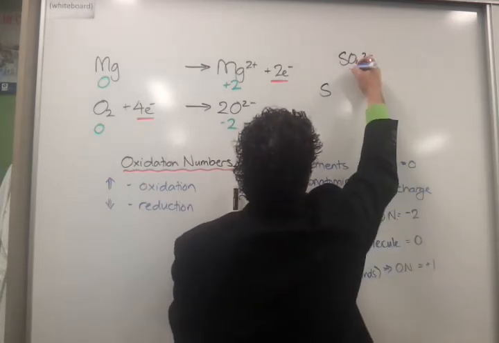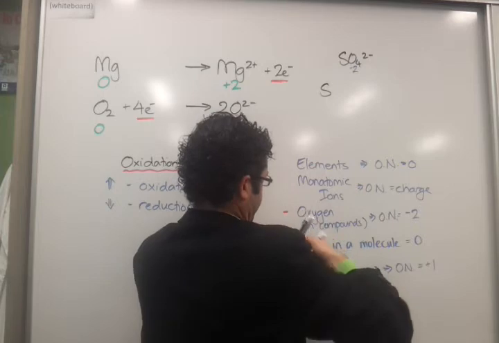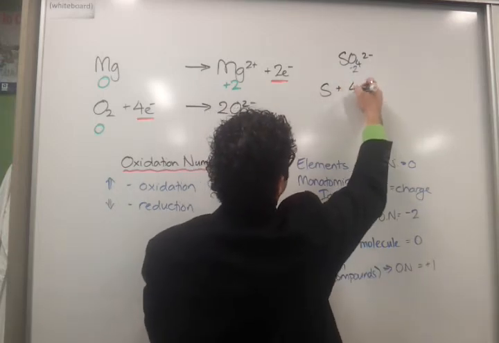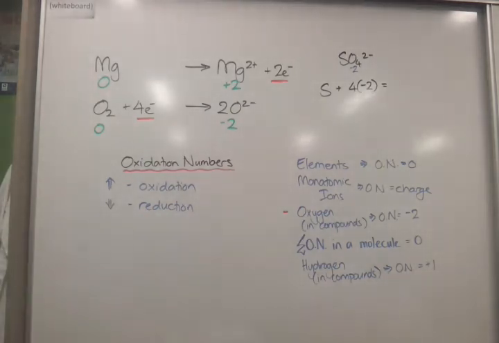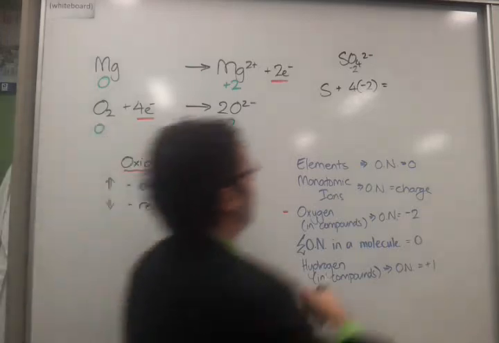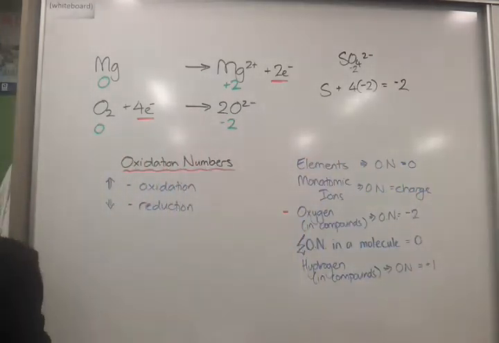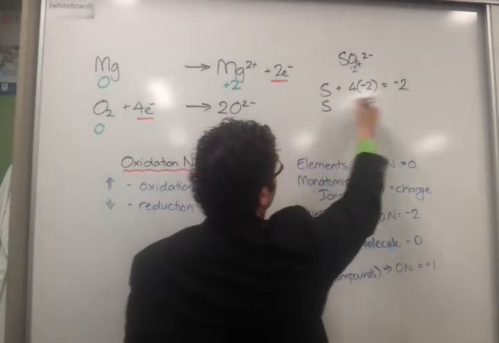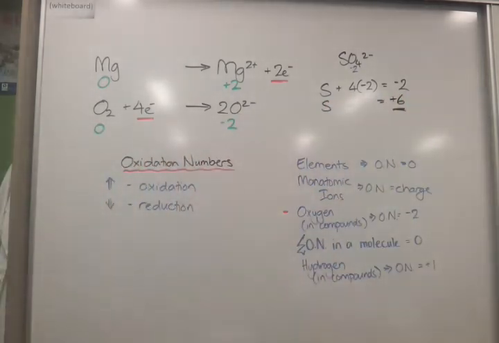Well done. So sulfur plus 4 times -2. What do you reckon it has to equal? Fantastic. It has to equal -2, the charge. Okay? So, the oxidation number of sulfur, -8 has to equal -2. So sulfur equals +6. Okay? And that is our answer.